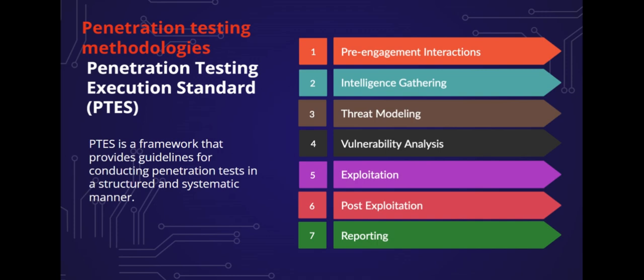So the first one is pre-engagement interactions. We'll move on to intelligence gathering, where you gather all your information. Then after that, you go to threat modeling, vulnerability analysis, exploitation, post-exploitation, and at the end, you go to reporting.